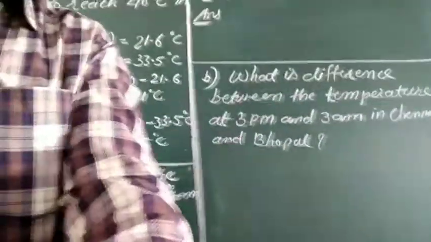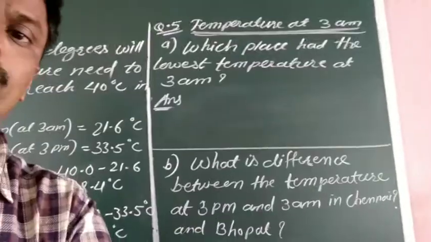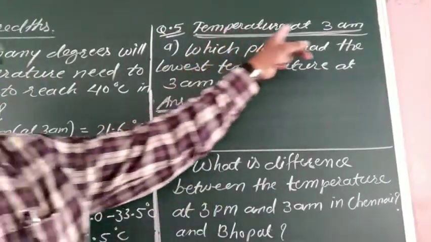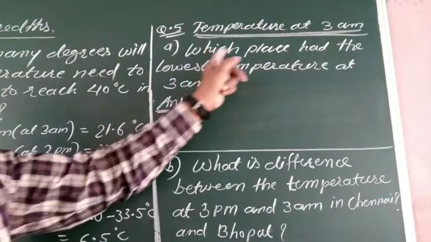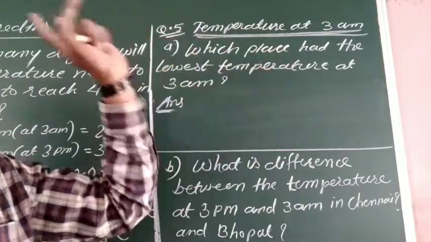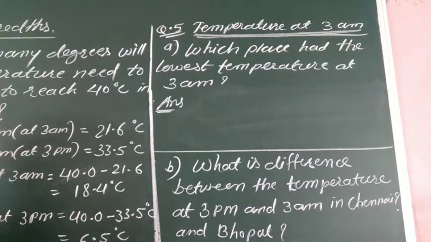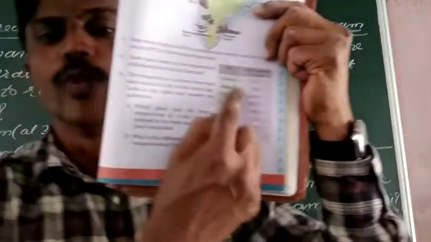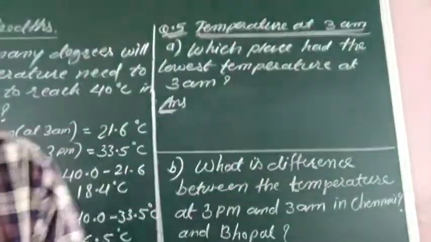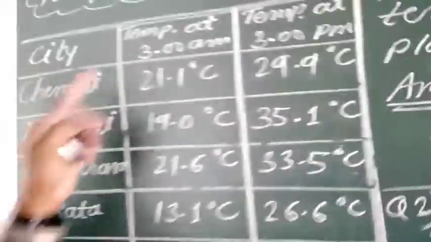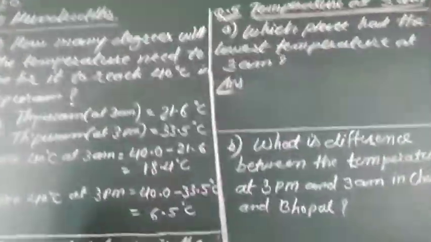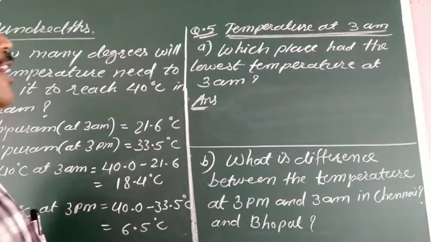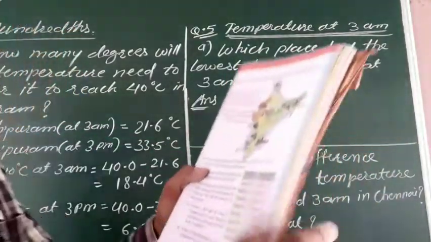Now next, see the temperature at 3 AM. These are the questions related to temperature at 3 AM. Which place had the lowest temperature at 3 AM? So for this answer, we have to see this table which gives the temperature recorded at 3 AM. Same thing is here in your textbook, page number 145. See, so what is the question? Which place had the lowest temperature at 3 AM?